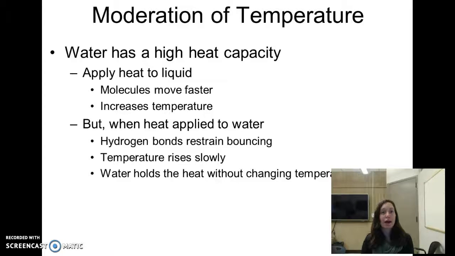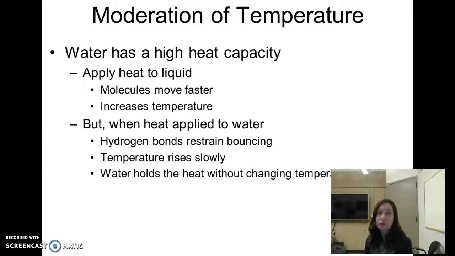Heat is measured in calories. So you can apply heat calories to water, and that will cause the water molecules to move around faster, increasing the temperature. However, when you apply heat to water, the hydrogen bonds between the water molecules restrain the water molecules and keep them from bouncing as fast as they otherwise would bounce. So water can hold that heat without the temperature going up as much as other liquids.